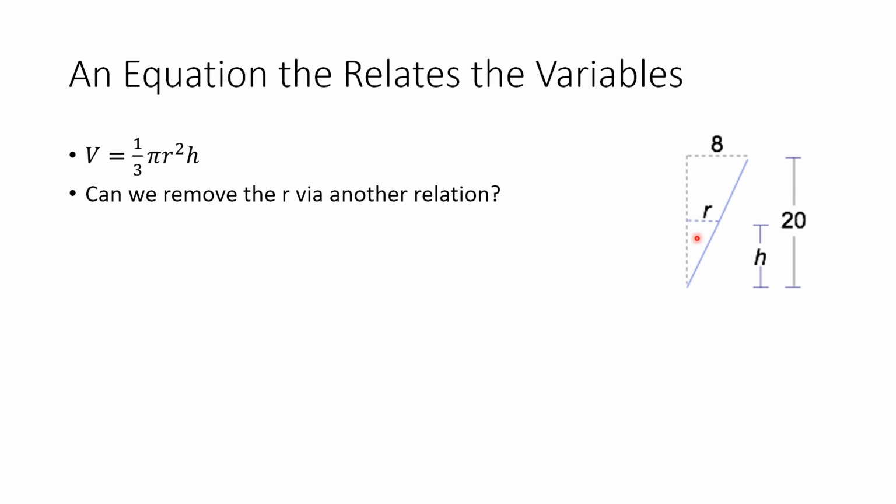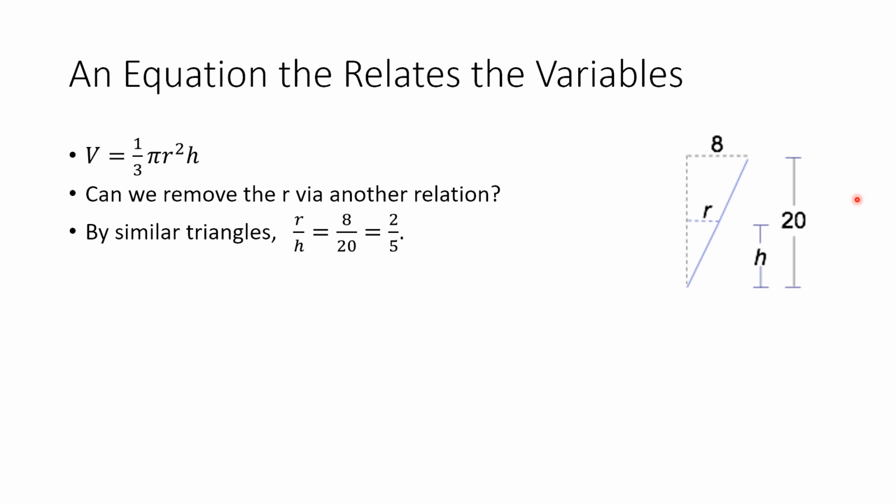These two triangles are nested inside of one another, meaning that their angles are exactly the same. This angle is the same as this angle in the big triangle. This angle is 90 degrees, that angle is 90 degrees. This angle is the same as that angle. So because of that, we can actually use similar triangles.